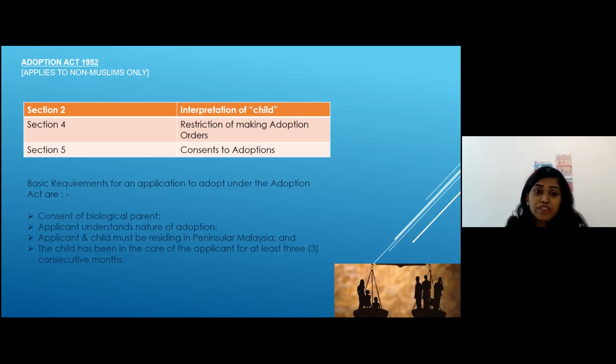The basic requirements are as follows. Firstly, they have to obtain the consent of a biological parent, and if the child has both parents, they have to get consent from both. The applicant has to understand the nature of this adoption, what they are actually undertaking and whether they can commit themselves. The applicant and child both have to be residing in Peninsular Malaysia, and the child has to be in the care of the applicant for at least 3 consecutive months before the application can be allowed.